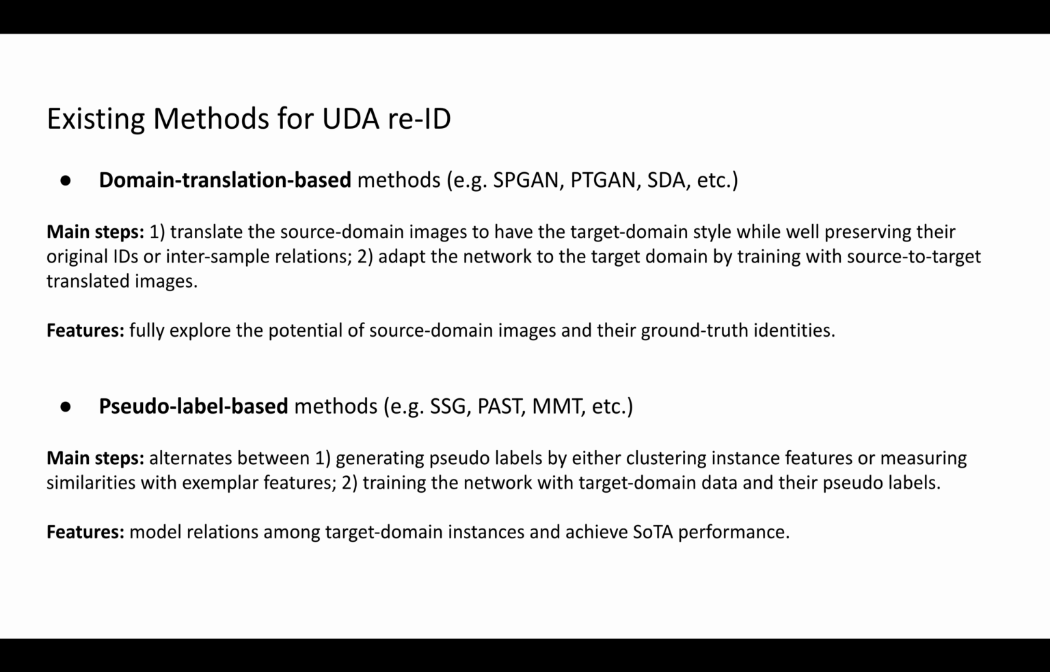Pseudo-label-based methods generally alternate between two steps, where the first step is to generate pseudo-labels by either clustering instance features or measuring similarities with exemplar features, and then training the network with target domain data and their pseudo-labels. Pseudo-label-based methods will model relations among target domain instances and achieve state-of-the-art performance to date.